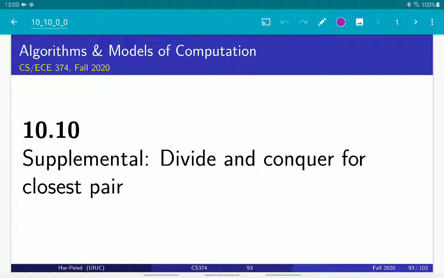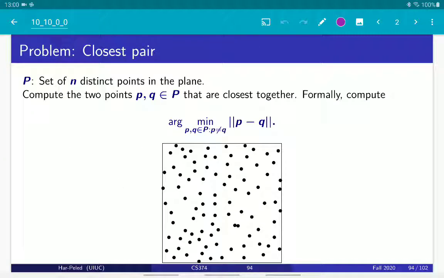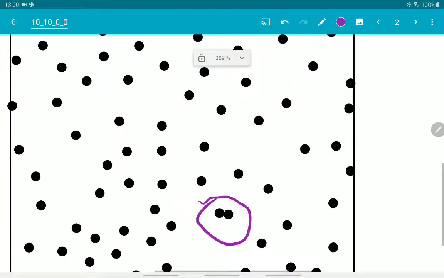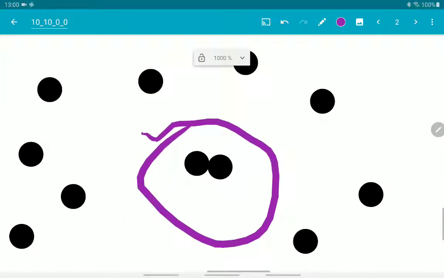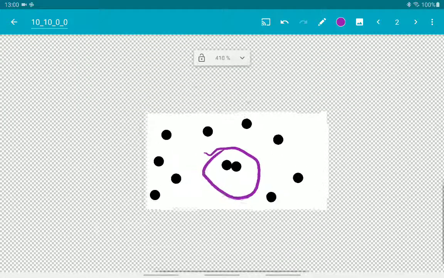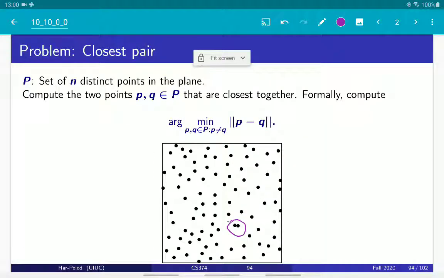So the problem. We're given a set of points in the plane, and we would like to find the pair of points which are closest to each other while, of course, being distinct. So in this case, it's going to be this pair of points, which was picked especially for this purpose. And the question is, of course, how to compute it efficiently.